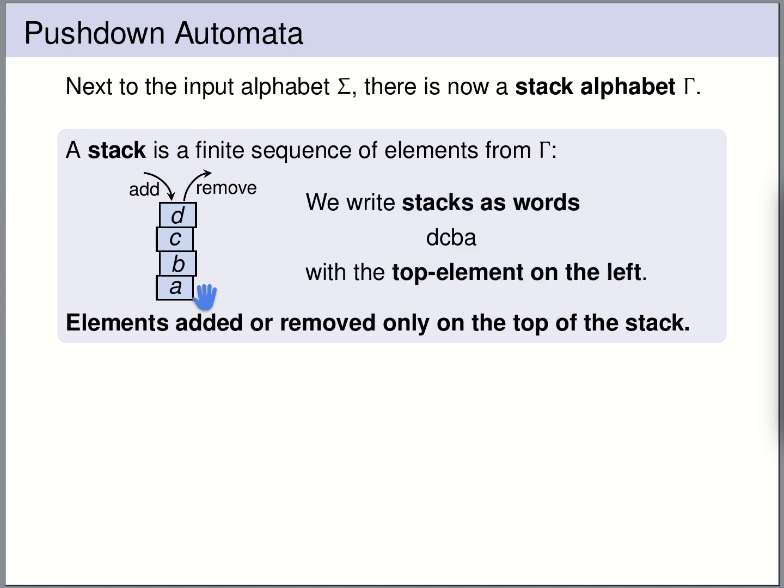We will write stacks as words, and we will write them with the topmost element on the left. So this stack ABCD would be written as DCBA. D is the topmost element, A is the bottom element on the right.